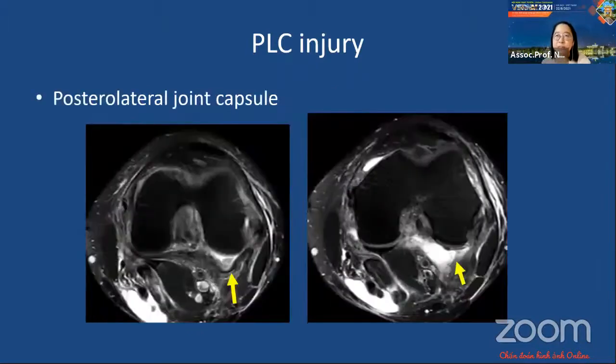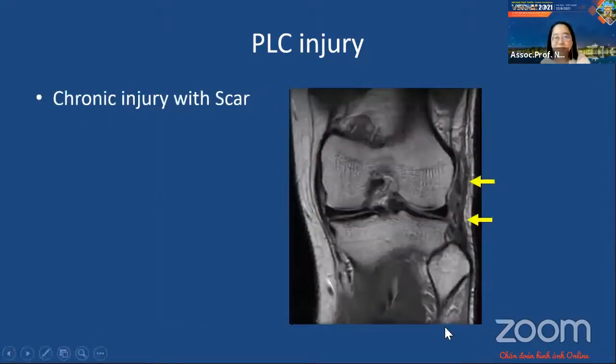The posterior joint capsule and cruciate ligament are quite difficult. The arcuate ligament is quite difficult to identify during acute injury. So look at the joint capsule, where you can see wavy joint capsule and disruption of the joint capsule, with leaking of fluid. That will be the clue of posterolateral corner joint capsular injury. Or finally, you may not be able to see anything, which indicates chronic injury with scar, everything scarred.